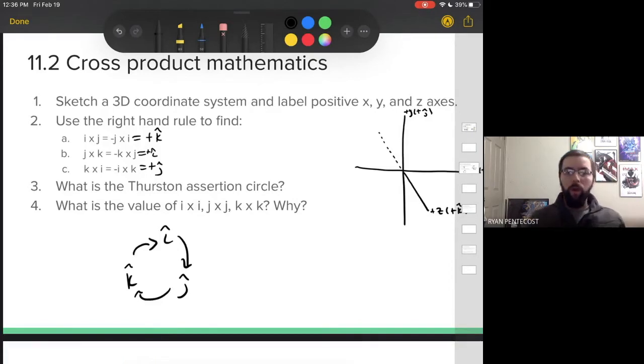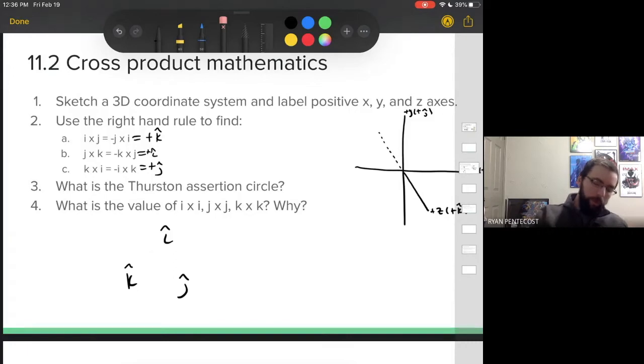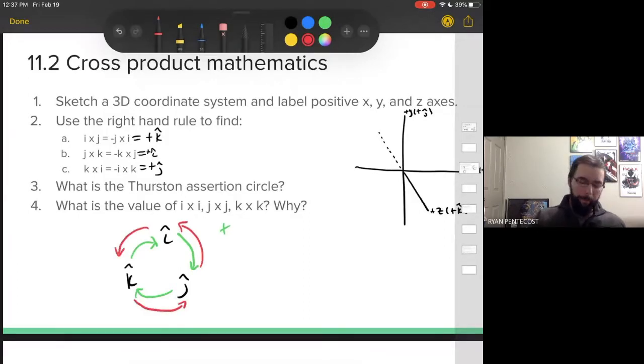If you go clockwise, your cross product will be positive. Here, you know what? I'm going to color code this to make that easier. Let's say that clockwise here is positive and counterclockwise is negative. Okay.